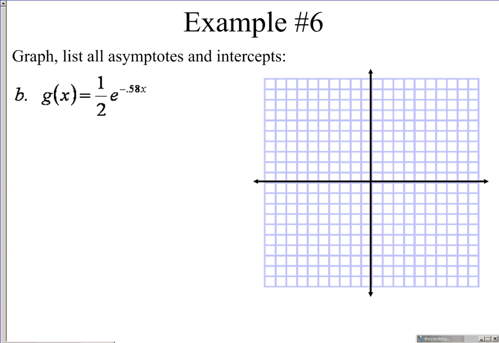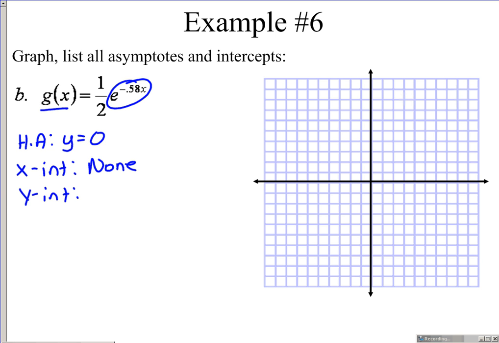Last one, g of x equals 1/2 e to the negative 0.58x. This exponential by itself is getting closer to 0. So our horizontal asymptote, y, is getting closer to 1/2 times 0, which is still 0. X-intercept, there still is going to be none. Y-intercept, put in 0 for x. When I put 0 in for x, e to the 0 power is 1, and 1 times 1/2 is 1/2. Asymptote line, y equals 0. Y-intercept, 0, 1/2.